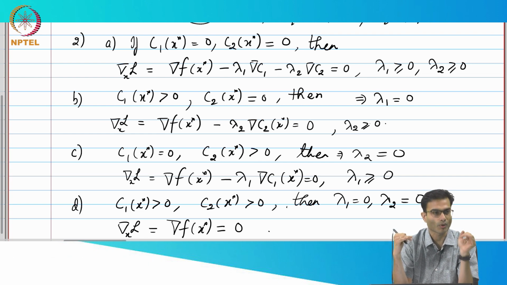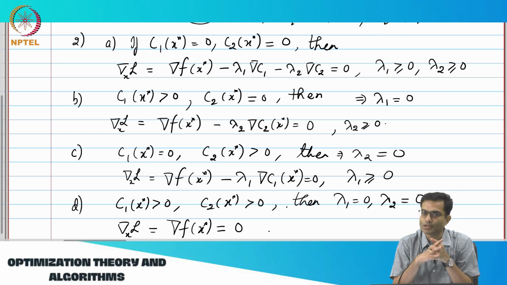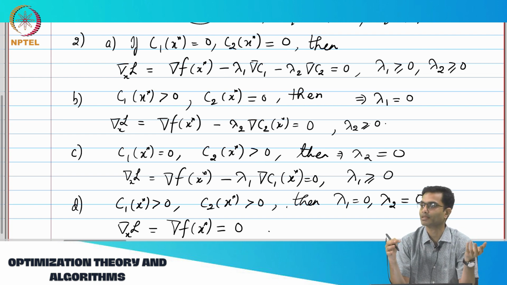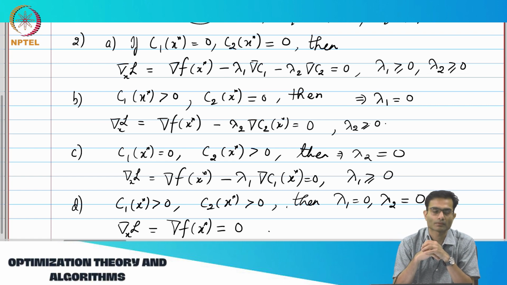Only what does D remind you of? It reminds us of an unconstrained optimization problem, right? So why? Because the inequalities are inactive. A very simple way to understand or visualize this: supposing I give you a problem, minimize x square plus y square such that x square plus y square less than 1.